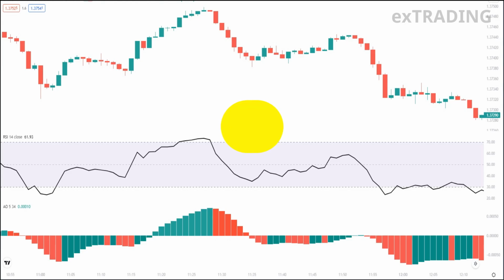Selling rules. Step number 1. The 14-period relative strength index must be above the 70 level or in overbought conditions. Step number 2. Wait for the relative strength index to start heading below the 70 level and see if the awesome oscillator is showing us a red histogram bar. Step number 3. If the awesome oscillator is showing red, we look to place a sell order in the current candlestick.